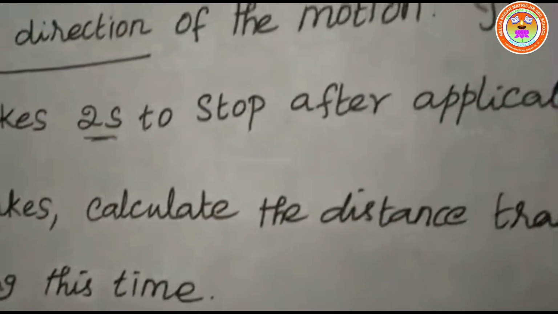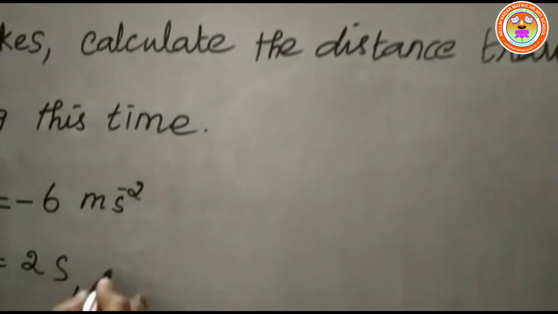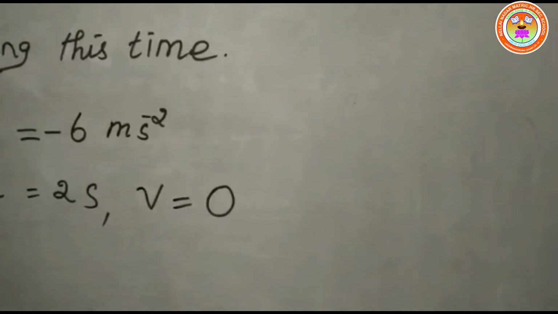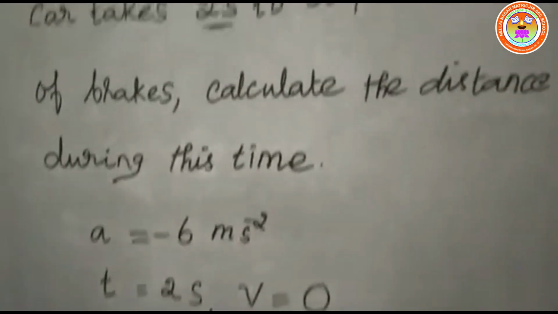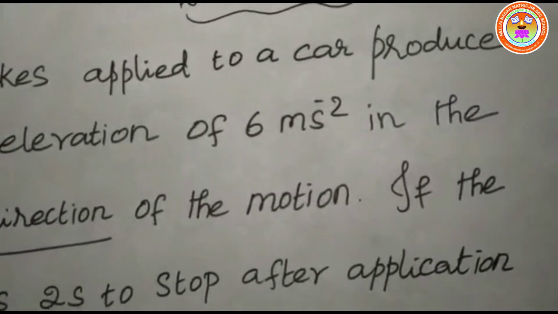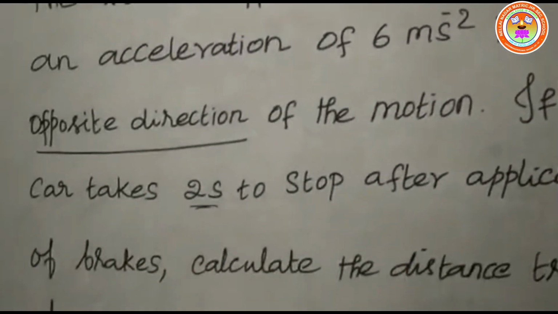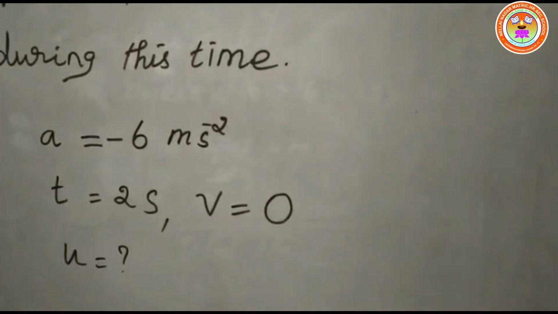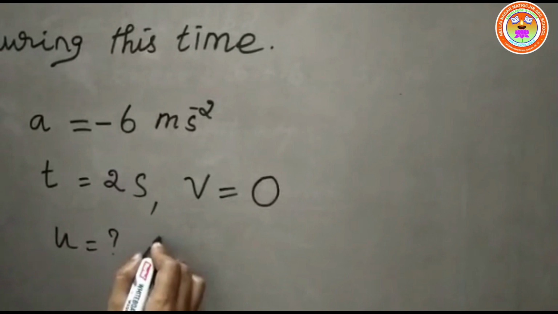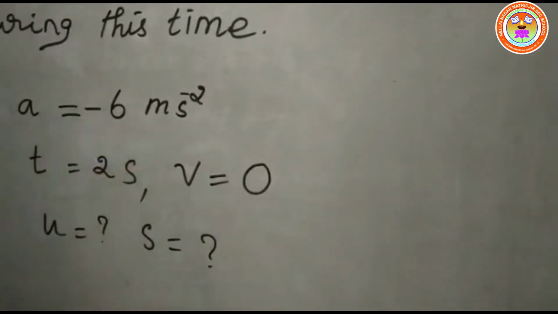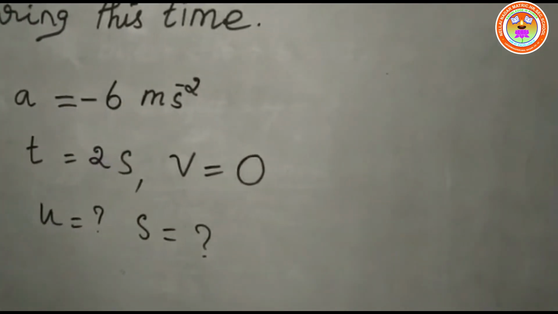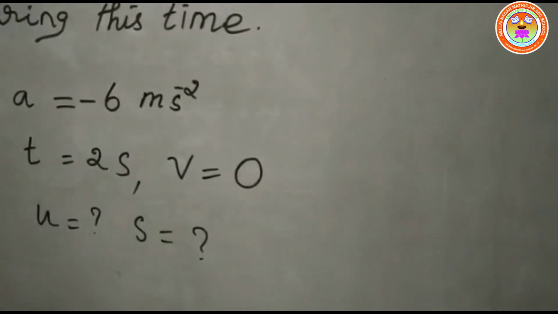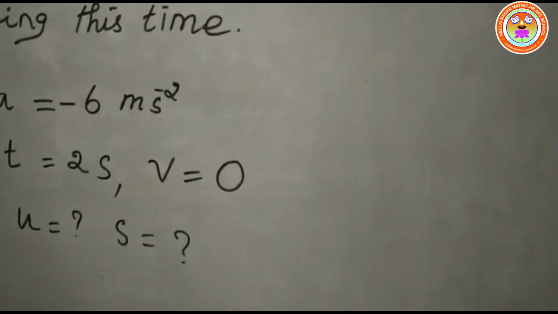The car comes to stopping. So what is the final velocity? The final velocity is denoted by the symbol V. V is equal to 0. Then what about the initial velocity? The initial velocity is not given. So first we have to find out the initial velocity, and after that we have to find out the distance traveled during this time. What values do we have to find out? Initial velocity and the distance traveled by the car during this time.